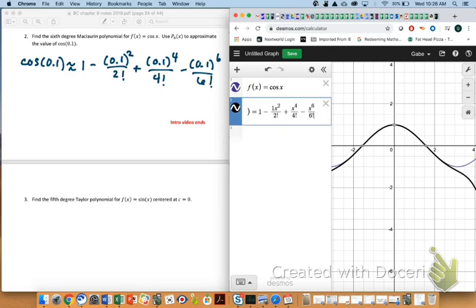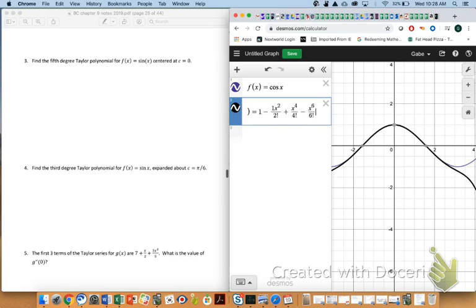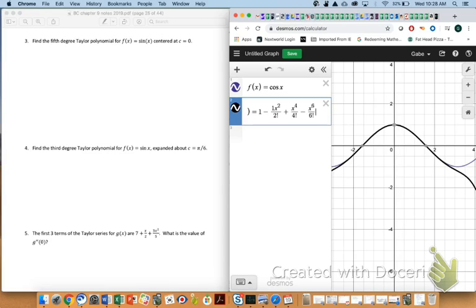Number 3 is the most familiar because that's the one I started off the very first day of the unit. I tried to fool you with number 3. So if you would, let's go back and see if you can find this. Notice the wording has changed a little bit. Notice it says, find the 5th degree Taylor centered at 0. So it's just a Maclaurin, right? I could have written it either way. I chose to write it like this for whatever reason.